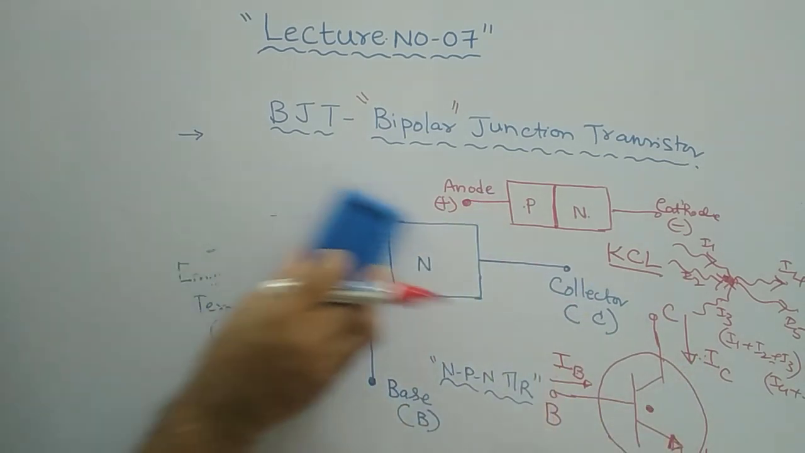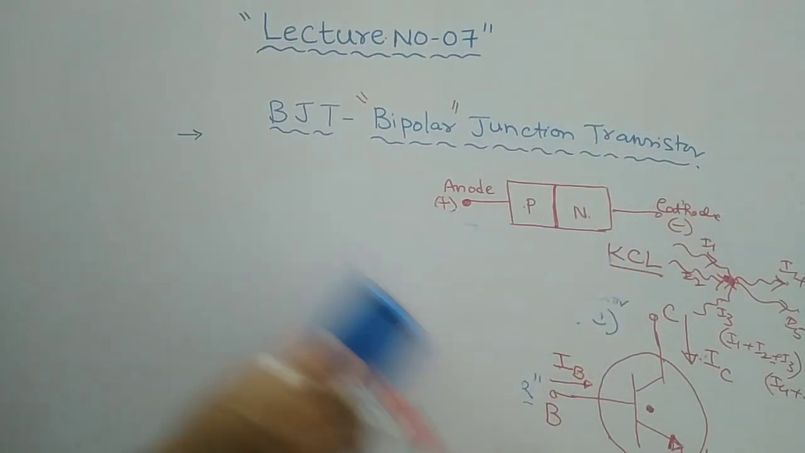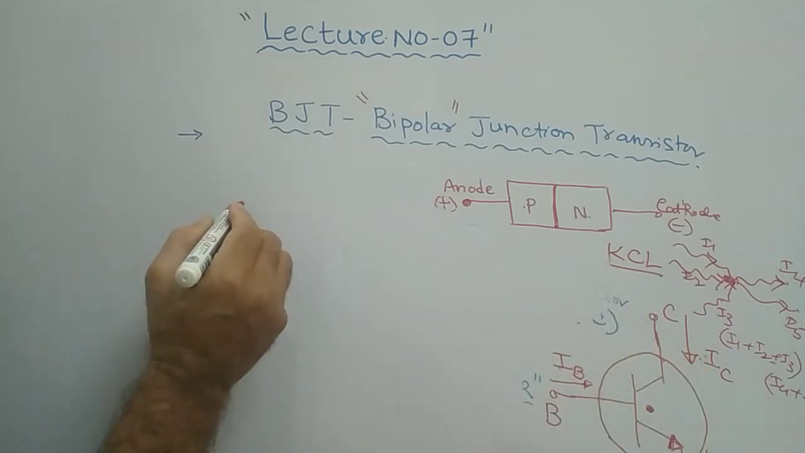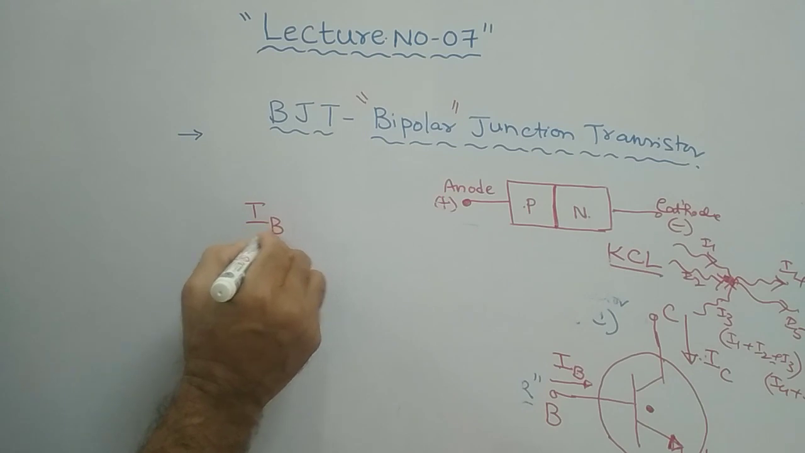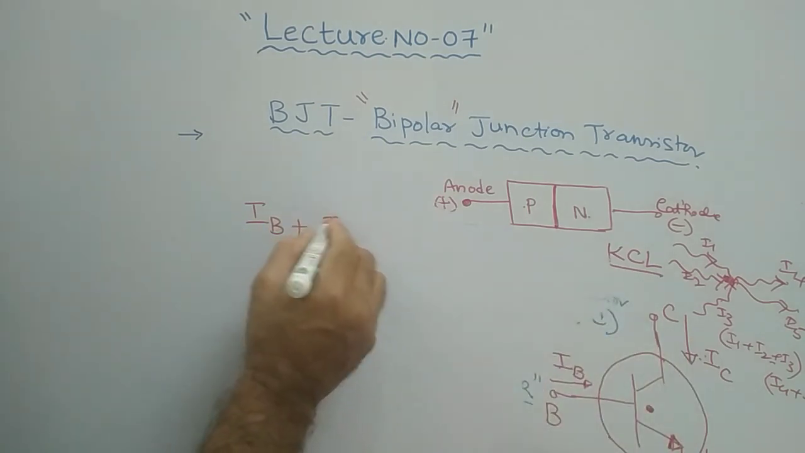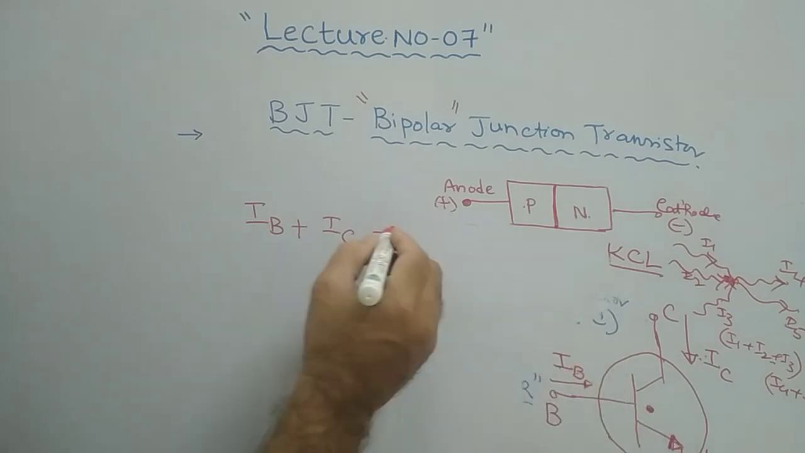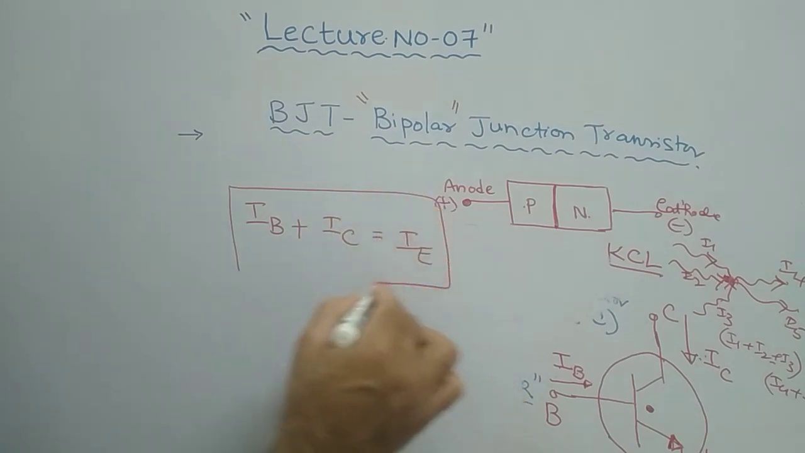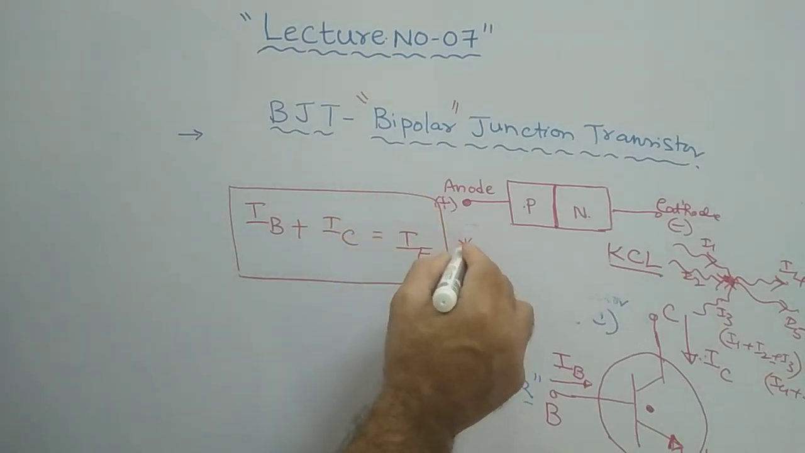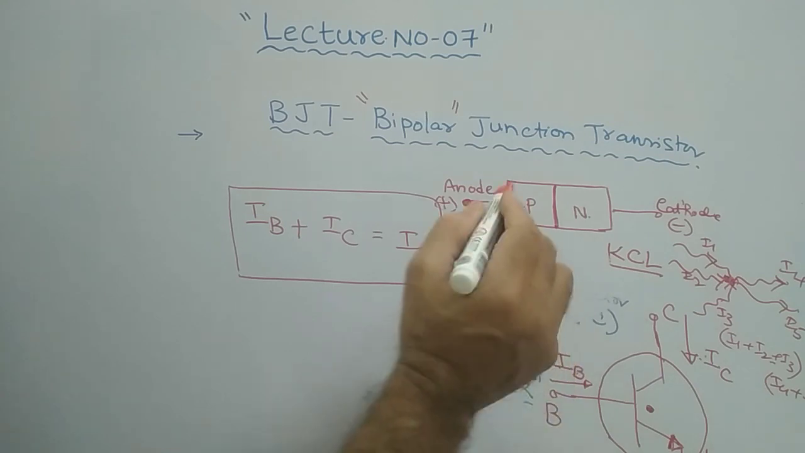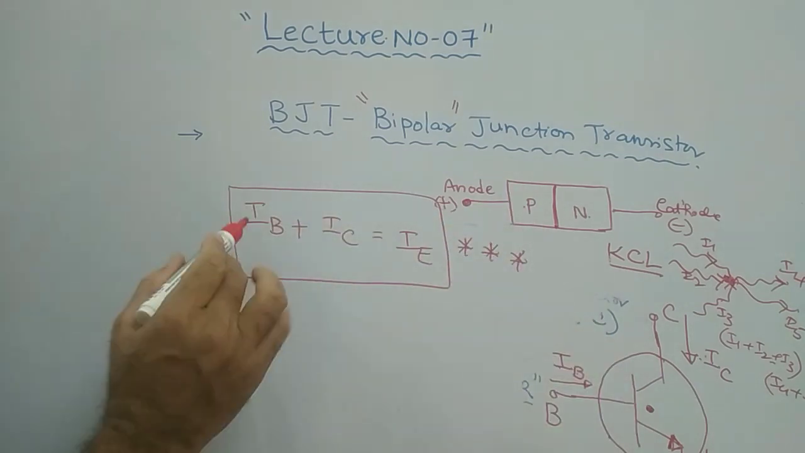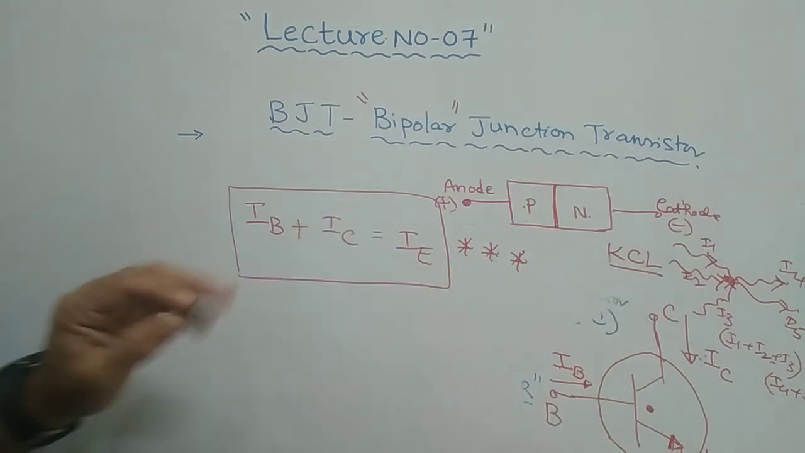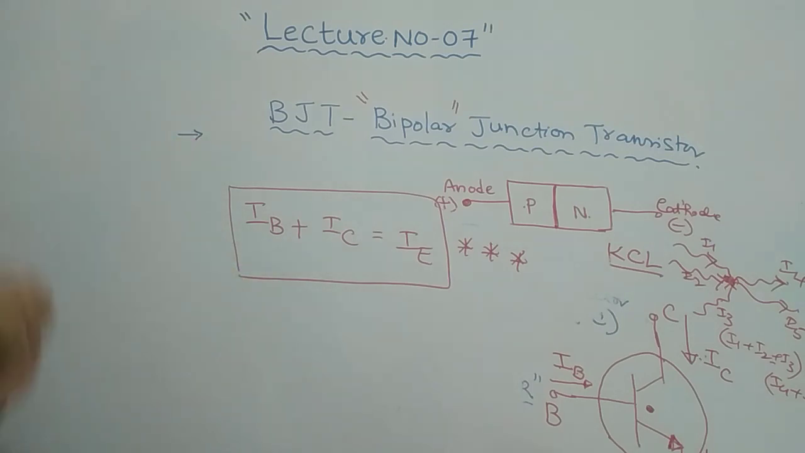Clear? I will erase this. I think you are getting it, right? So if you apply KCL here, you can say that IB, base current, plus collector current, IC, is equal to IE, the emitter current. The emitter current is equal to the sum of base current and collector current. Remember, this is a very, very important formula. Base current plus collector current is equal to emitter current. This is a very important relation that we should remember.